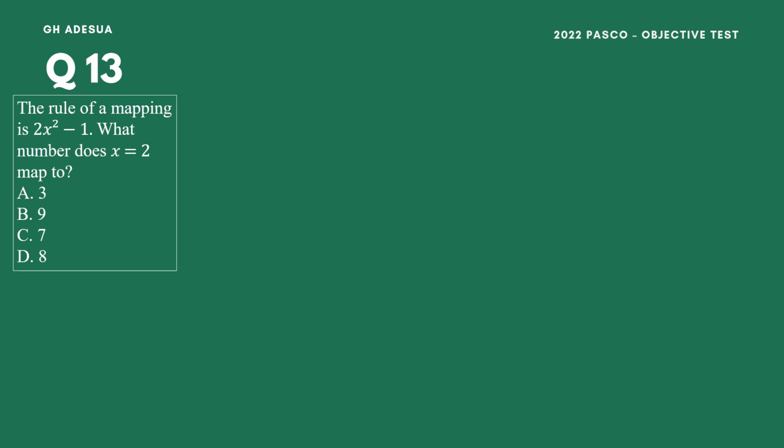This is stating that we have to substitute the value of x, which is 2, into the rule of the mapping, which is 2x squared minus 1. What it is saying is that wherever we see the variable x, we put 2, right? So now we have 2 times (2) to the power 2, minus 1. In this case, we apply the rule of BODMAS. We deal with the one in the brackets first.